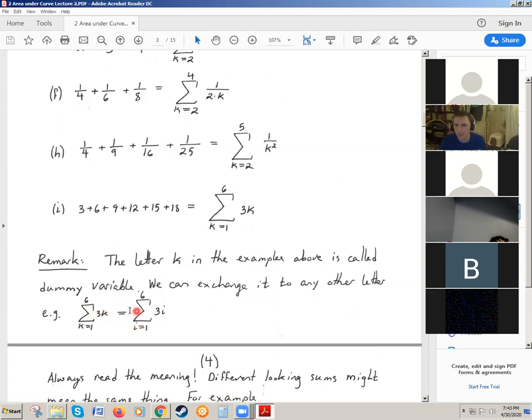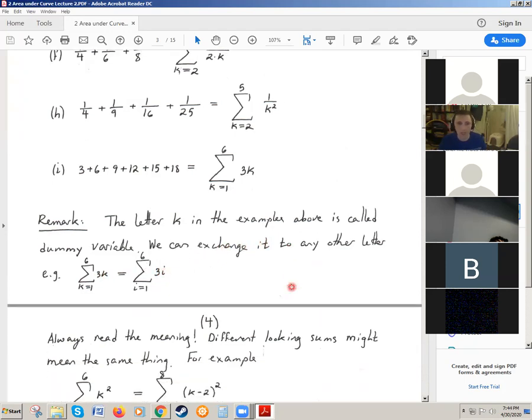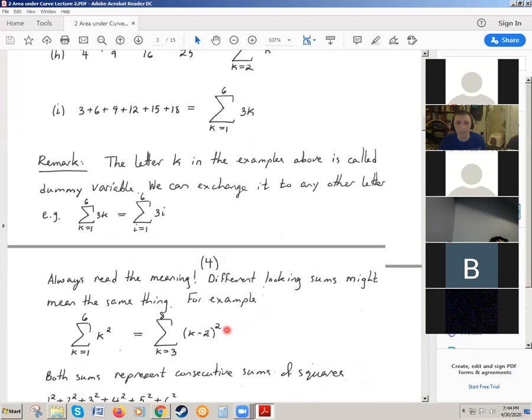And you can use any letter to describe it. What matters is that this is just telling me at step k, multiply by 3. And another thing to note is that even if you use the same letter, you can start the sum at any number.